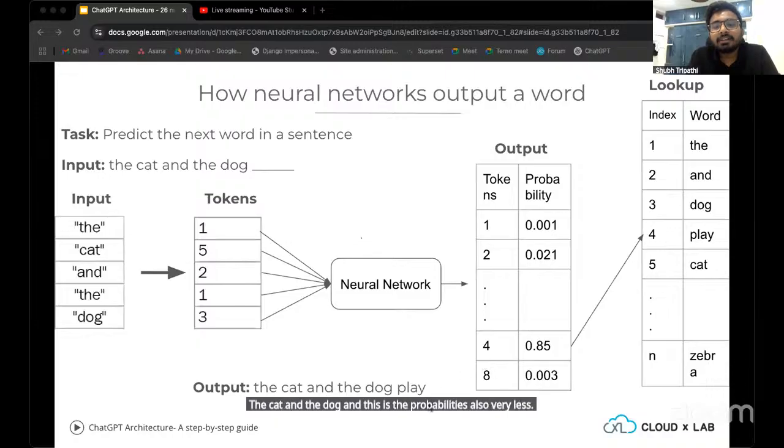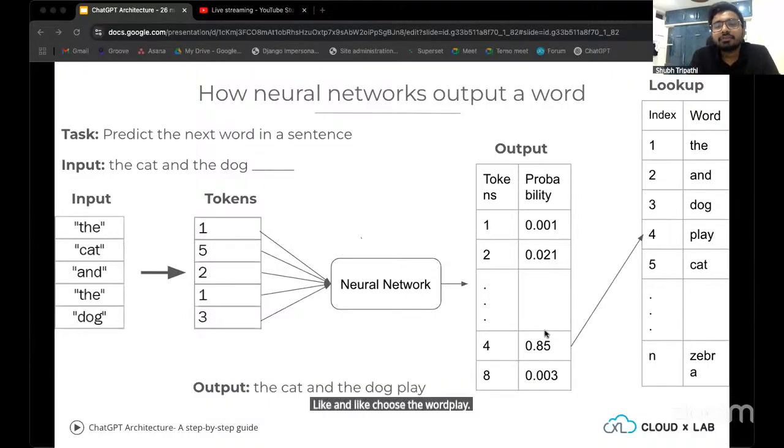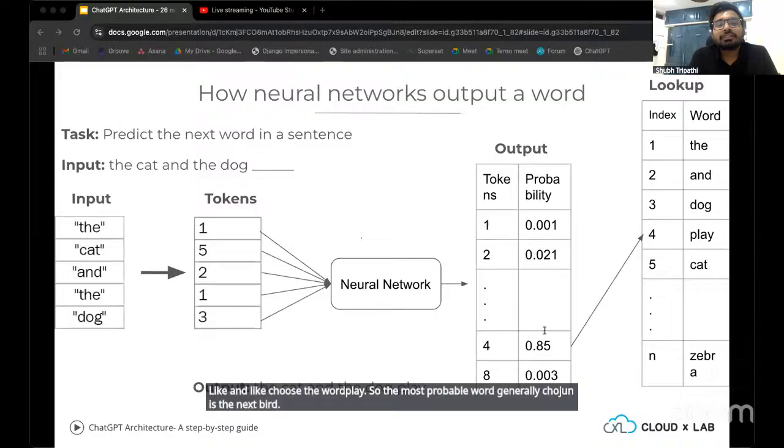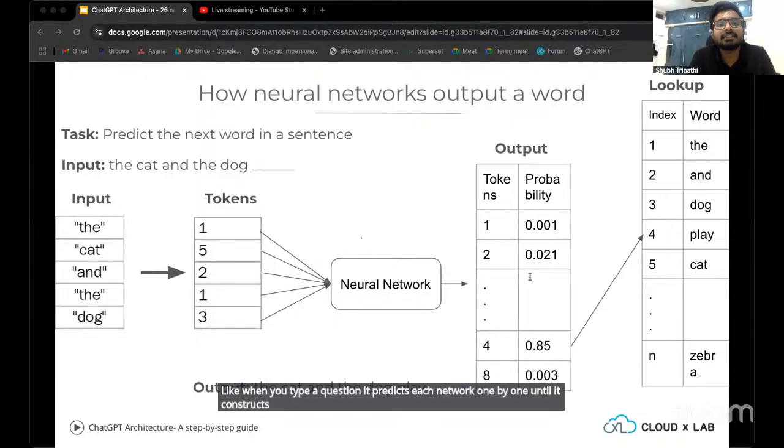The highest probability which we can see here is of the fourth token, 0.85, which, when we look into the lookup dictionary, is "play." So the cat and the dog play. We do a lookup into the dictionary and choose the word "play." The most probable word is generally chosen as the next word. This is the process of how neural networks actually output a word, and this same process happens in ChatGPT or any other language model. When you type a question, it predicts each next word one by one until it constructs a response that makes sense.